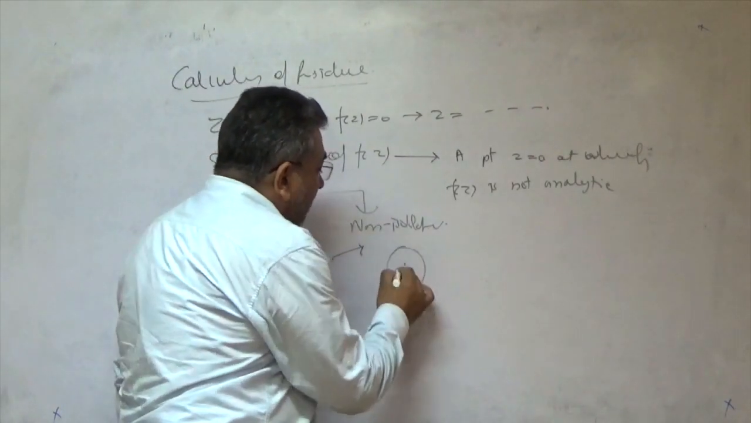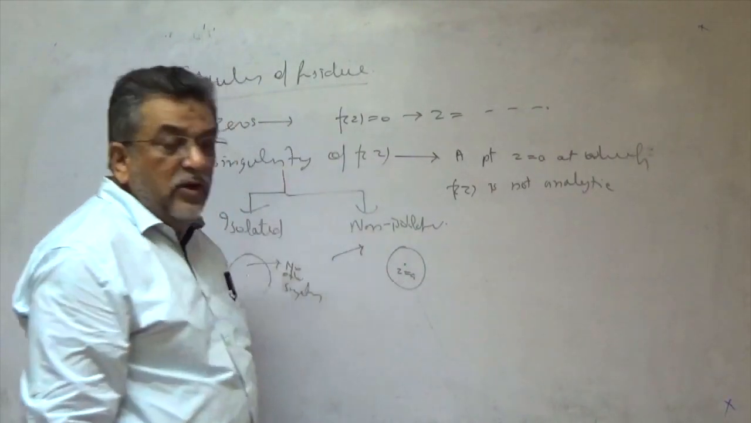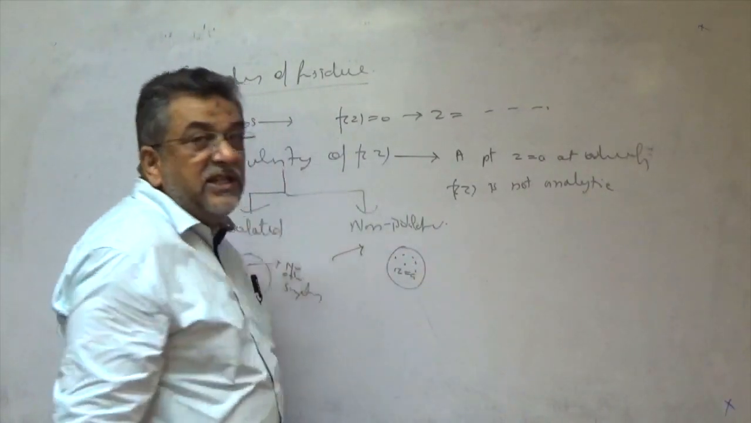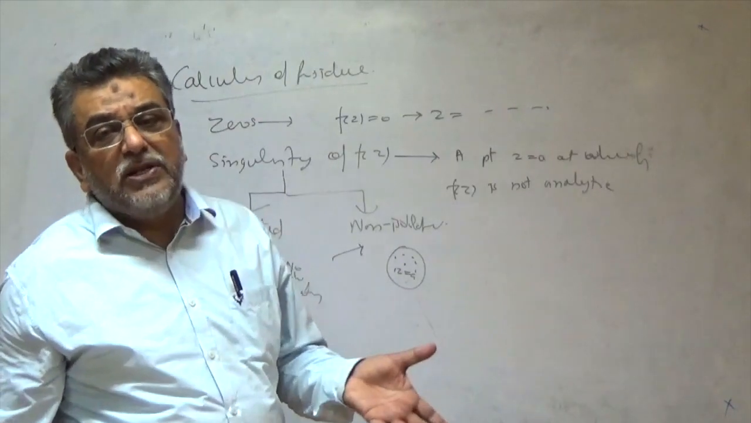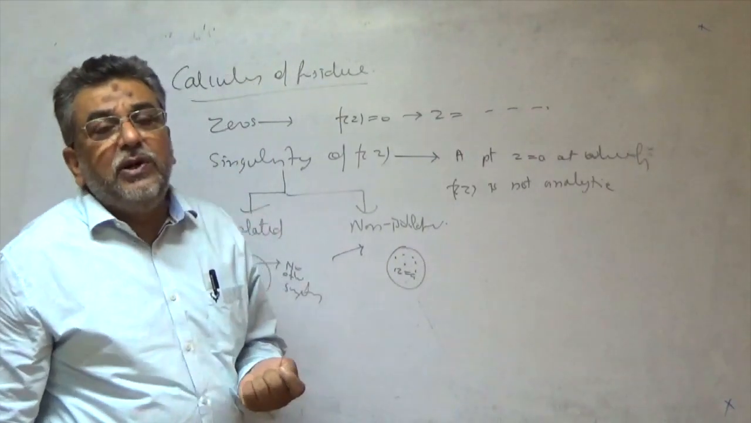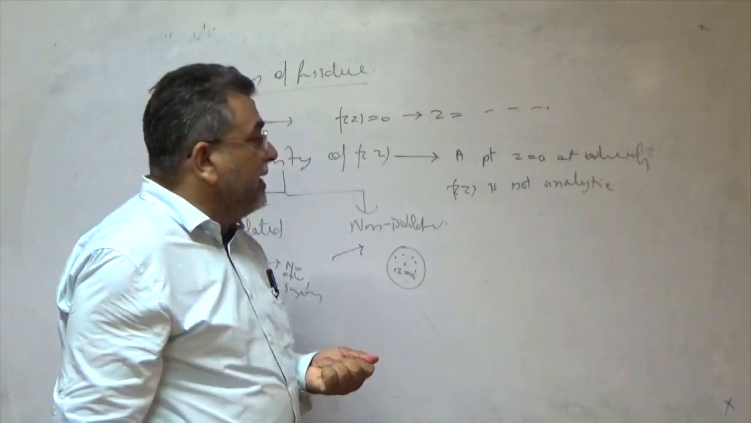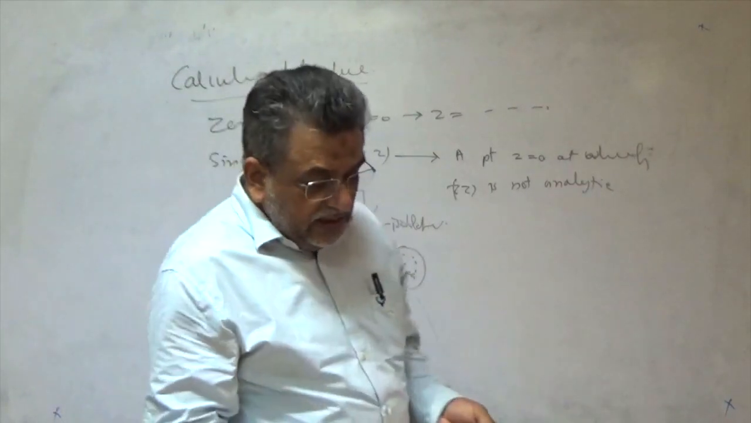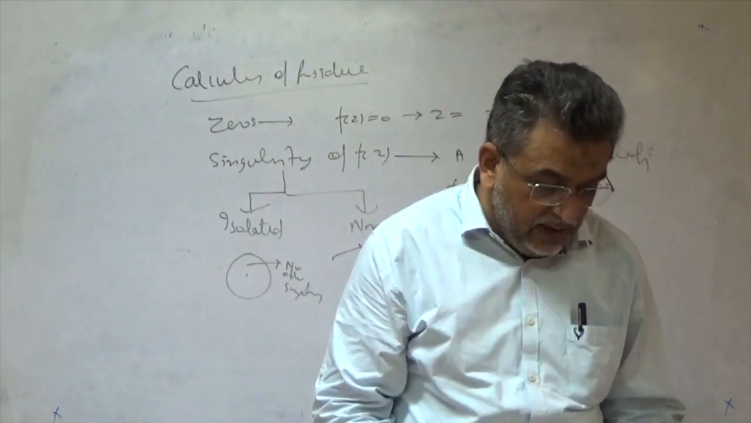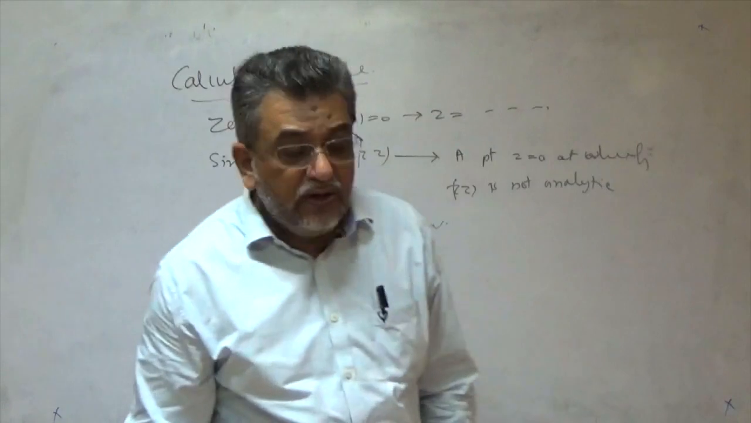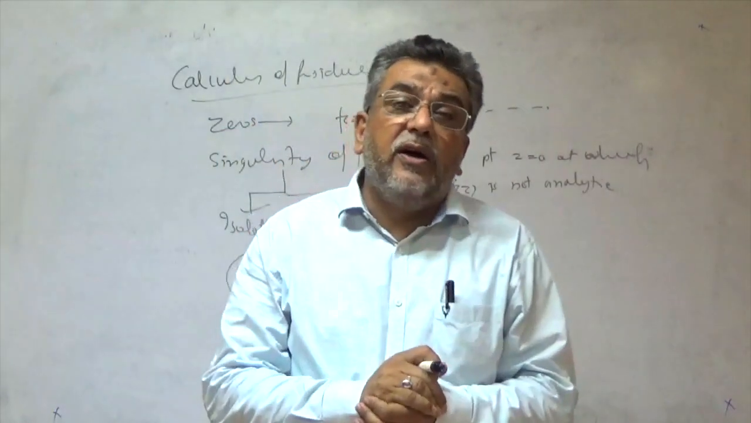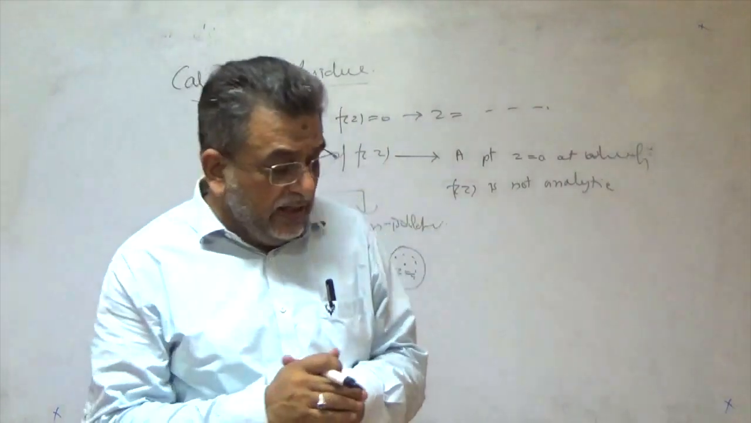Non-isolated means if we take point a and this is a singular point, and other singular points also exist in this small circle, in the neighborhood of point a, then we say that here z equal to a is a non-isolated singularity. This is what I discussed in the last lecture, and now I am going to start the further types of singularities.